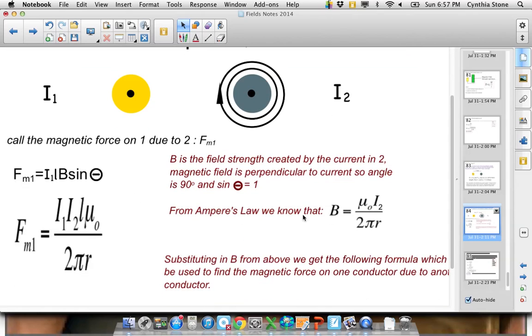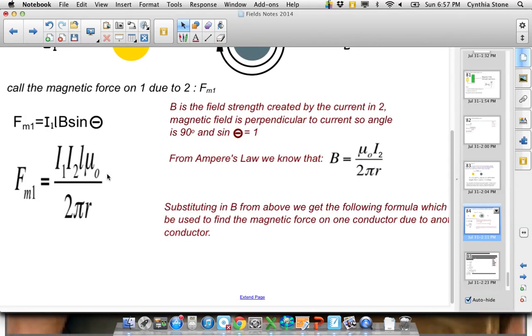From Ampere's law, we know this equation, so I'm going to replace B with this. And just quickly, if you're not sure why I1, I2: I1 refers to this one because it's the force on this one. This one's I2 because it's the magnetic field right here due to this one. So you sub in, and write this equation down. This equation has got to go on your sheet. It's for the specific case of two parallel conductors, one carrying current 1, one carrying current 2.